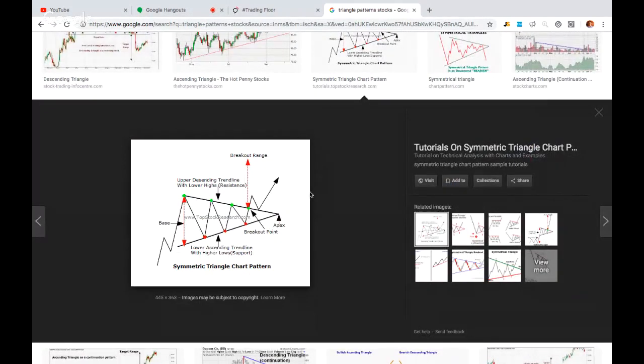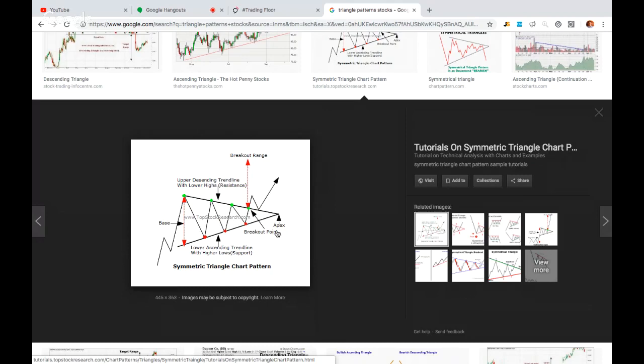Okay, so you have a symmetrical triangle where you have a move in the previous direction, and then it tends to bounce back and forth, and it can break either way. It can break to the upside or downside. That's the scary part of a symmetrical triangle. So you just have to plan for each side.